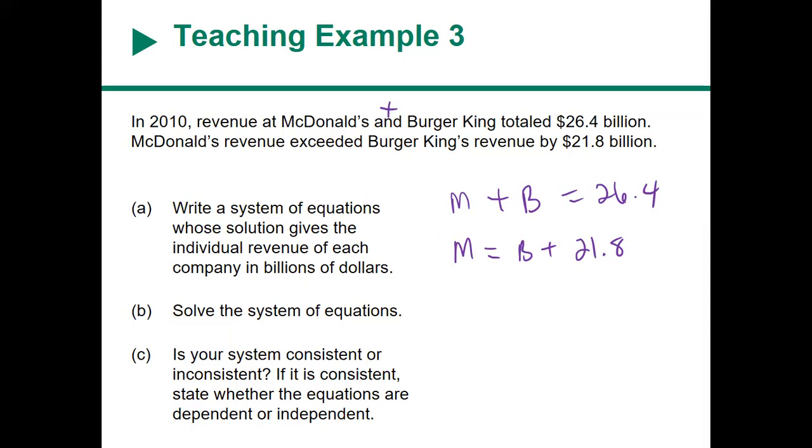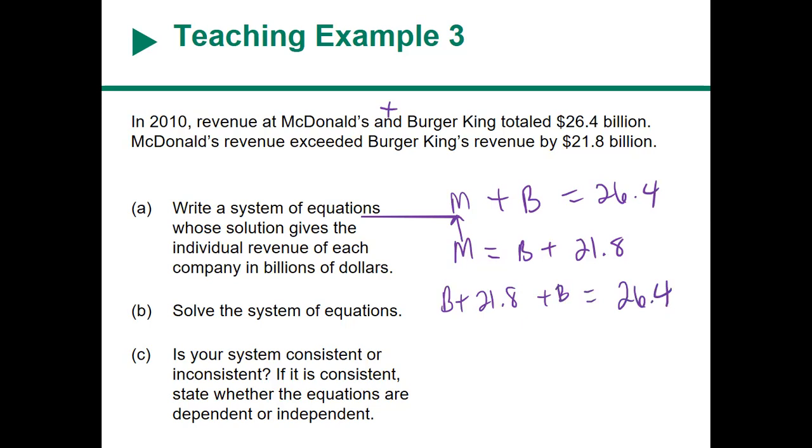Yes. This example is leading into our substitution method. Substitution is useful because I already have one of the variables isolated. Does that make sense? If I already have one variable isolated, I can substitute it in and solve for the other piece of information. Since I already know what M equals, I can substitute that in, and I get B plus 21.8 plus B equals 26.4.